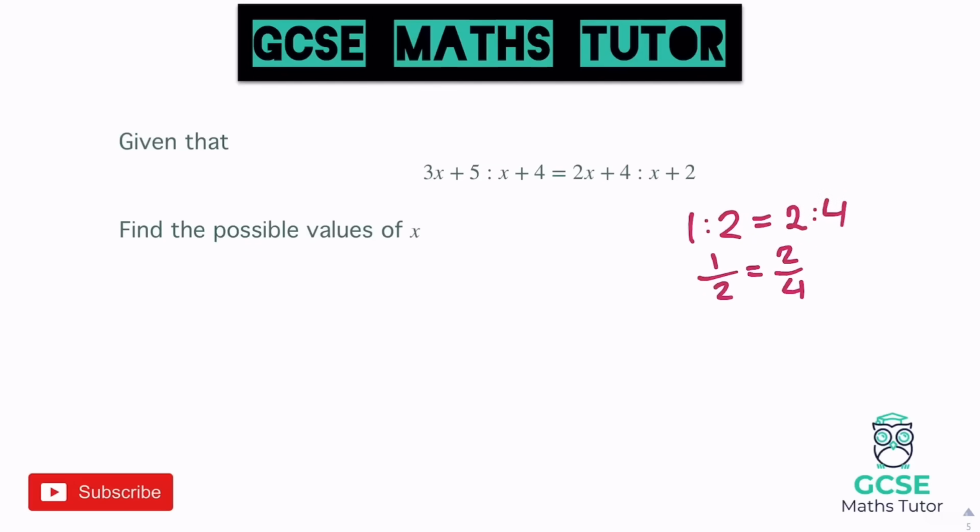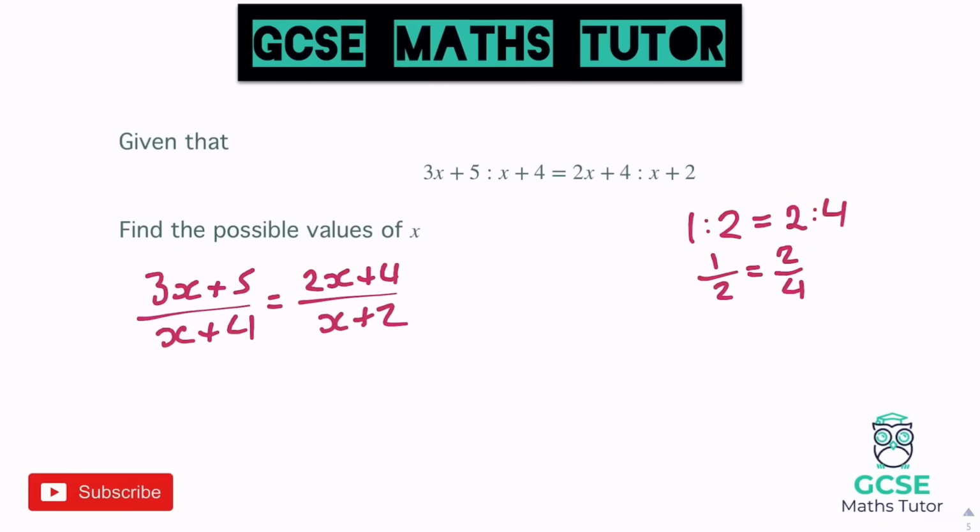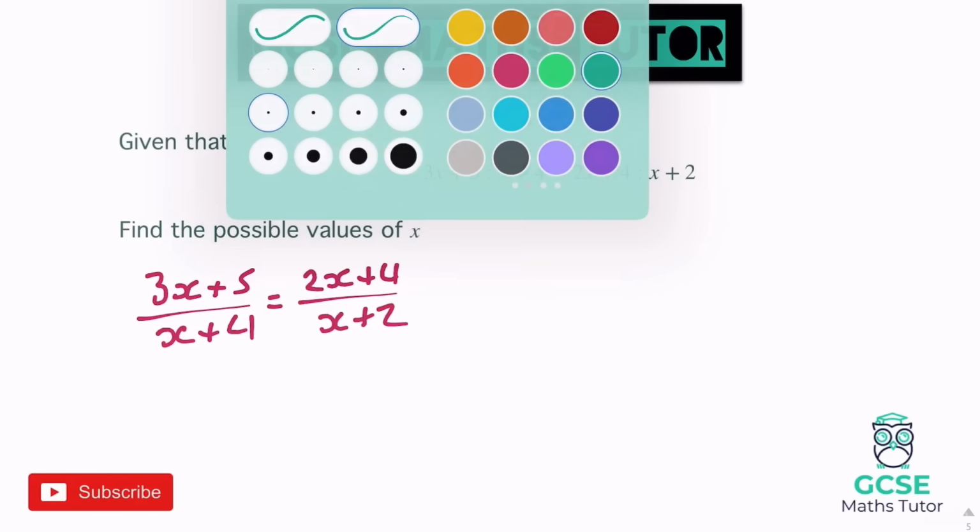And I'm going to apply that same trick to this question here. Even though we're involving some algebra now, we've got 3x plus 5 in the first one. So 3x plus 5 over the second one there, x plus 4, is equal to the first one, 2x plus 4, over x plus 2. And there we go. Now we've actually got an equation that we can solve. So this is more of an algebra question, but it's a trick with the algebra there.